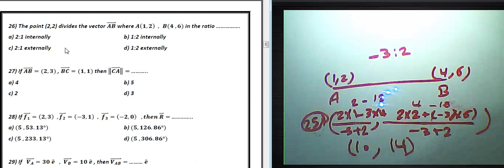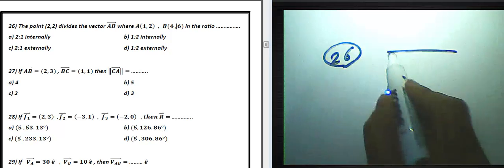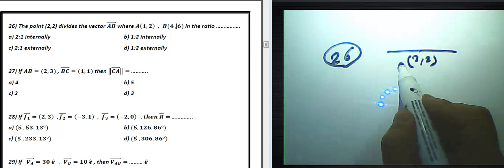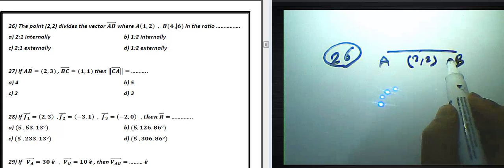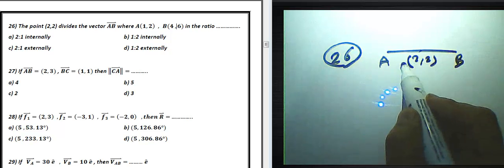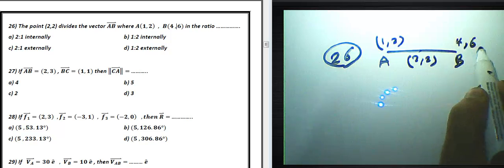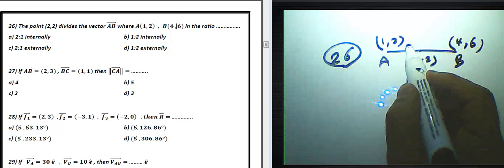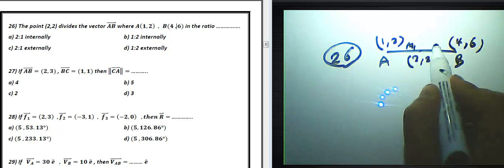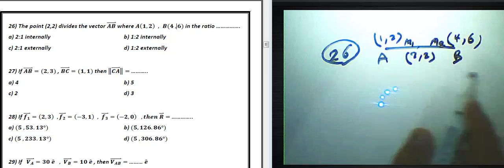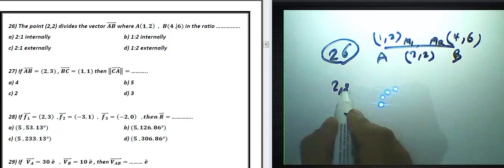Question 26. The point (2, 2) divides the vector AB, where A is (1, 2) and B is (4, 6), in the ratio what? Question 26. Point (2, 2) divides the vector AB, and A was (1, 2) and B (4, 6). Okay, let here M1 and this M2. Using the rule to find the result, we can write here (2, 2) equals.